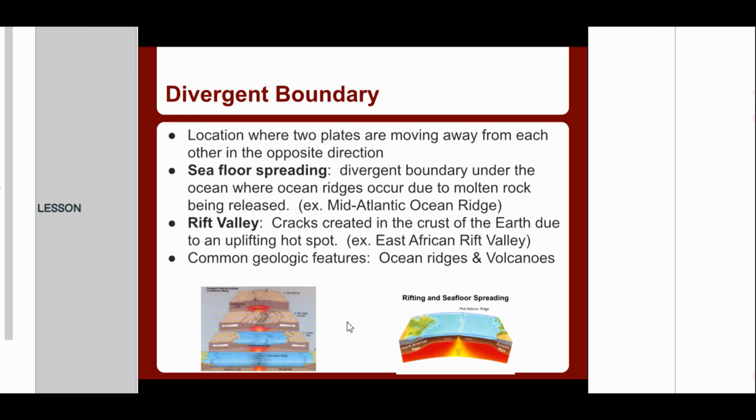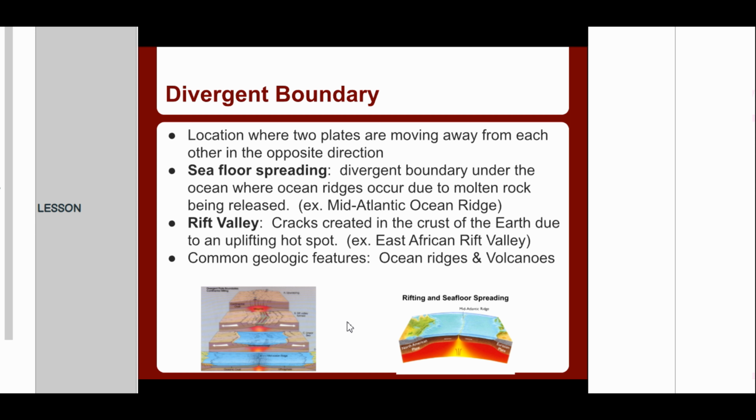So you have two plates moving away from each other, so that you're moving up and out. This causes what we know as seafloor spreading. A lot of these divergent boundaries are going to happen underneath the ocean. So if they do happen under the ocean, it causes the seafloor to spread and move out. So it comes up and pushes away.